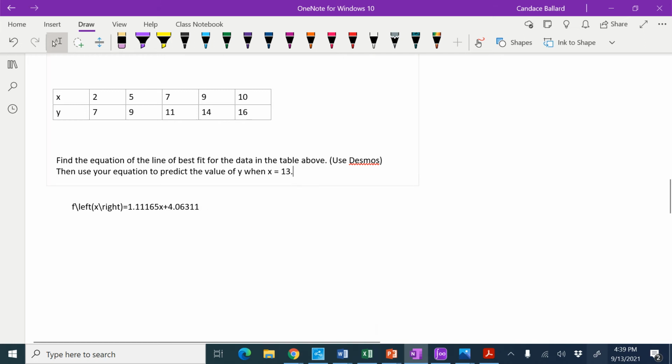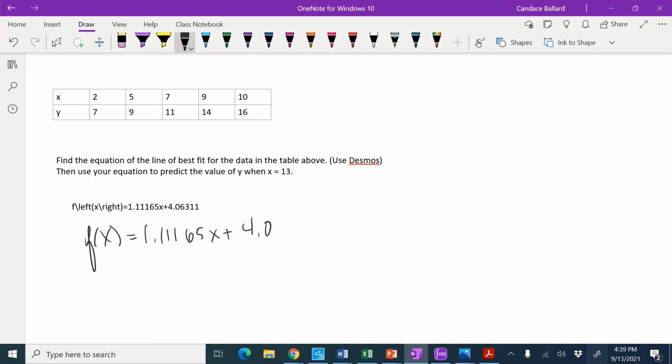I didn't write very well. So f of x, or you could write y equals, either is fine, 1.11165x plus 4.06311. Now we're supposed to use that to predict the y value when the x is 13. So really what I'm doing is substituting the 13 into the equation.